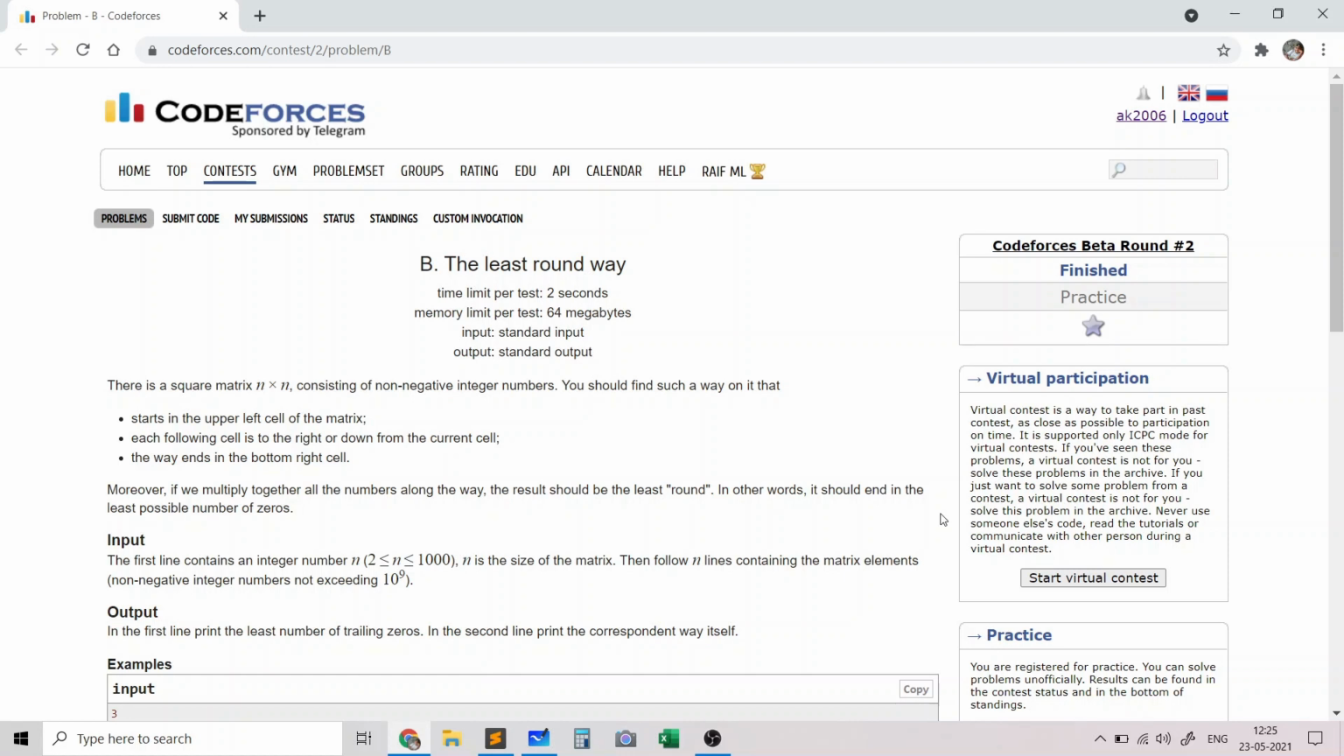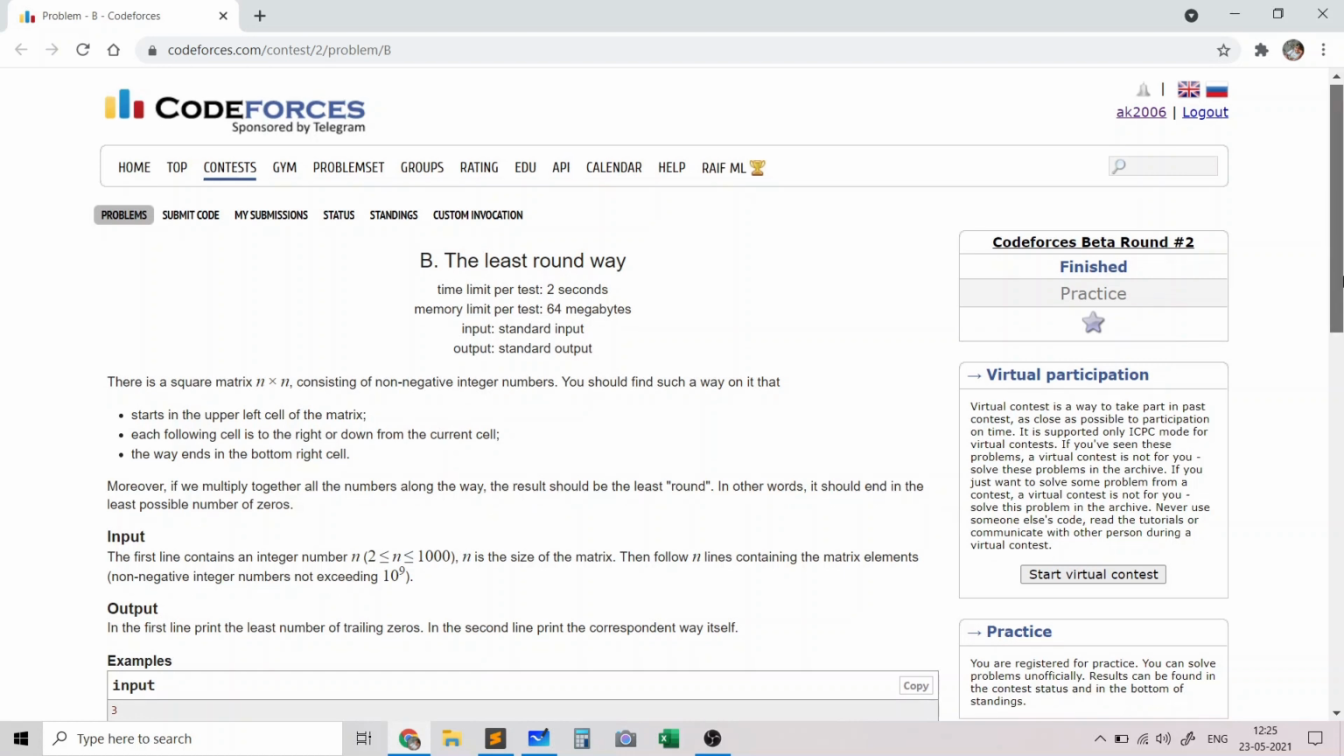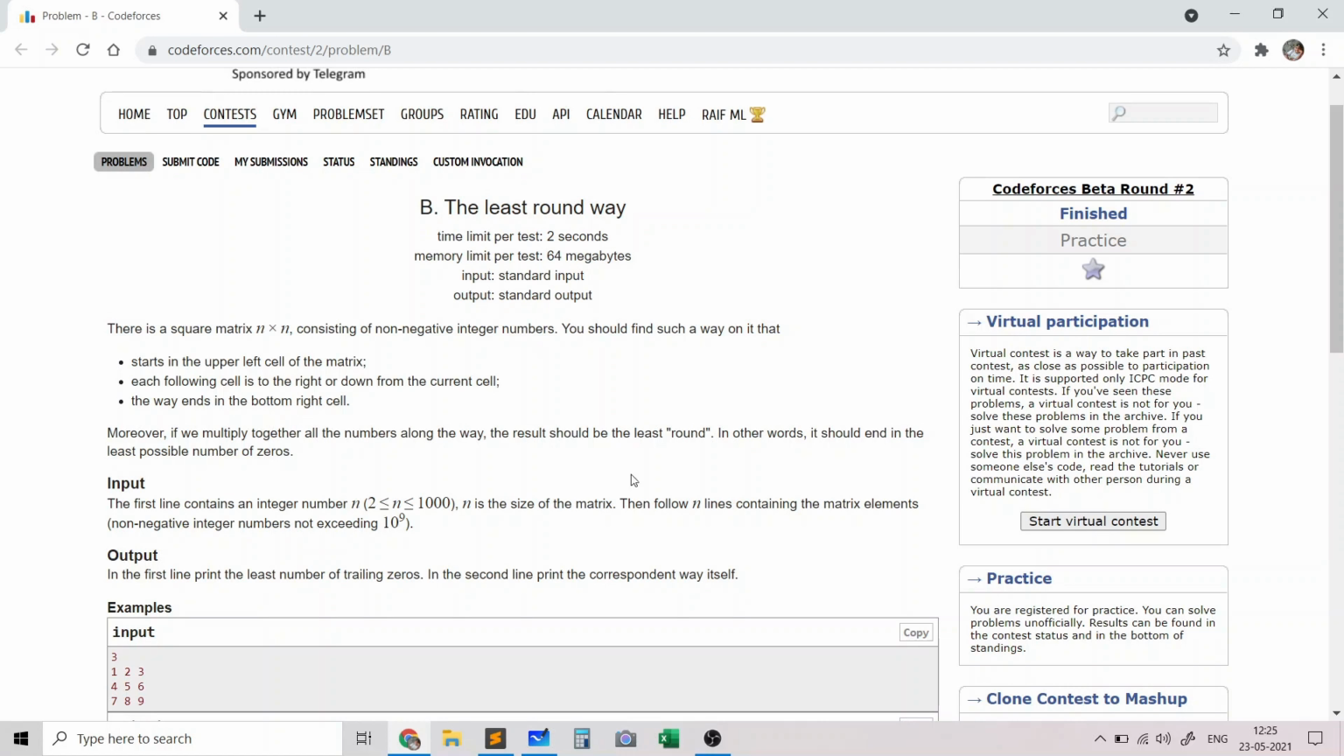In this problem, we are given a square matrix of size n by n consisting of non-negative integer numbers. This means each number in the square matrix is greater than or equal to 0. Now we need to start in the upper left cell of the matrix. So we need to start from this cell and we need to go at each step either right or down from the current cell, and we need to end at the bottom right cell. So we need to end over here.